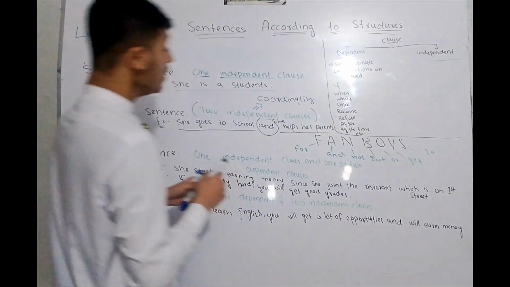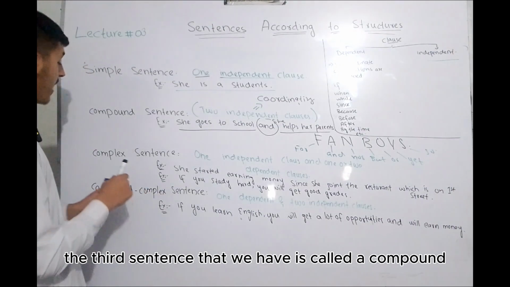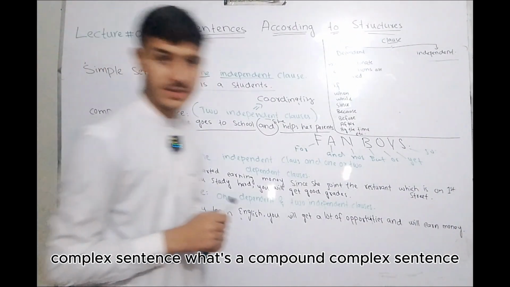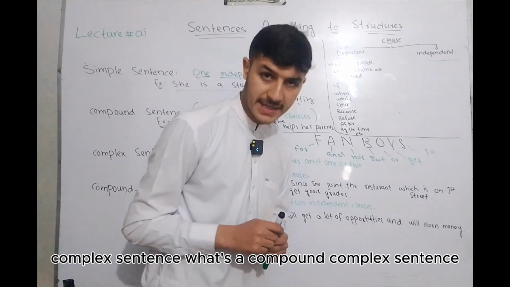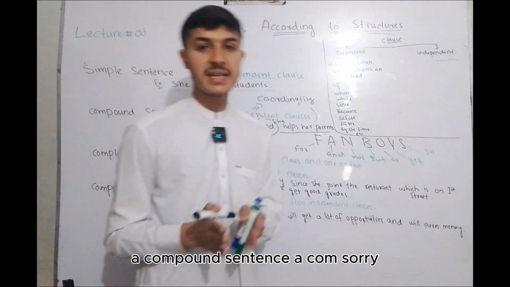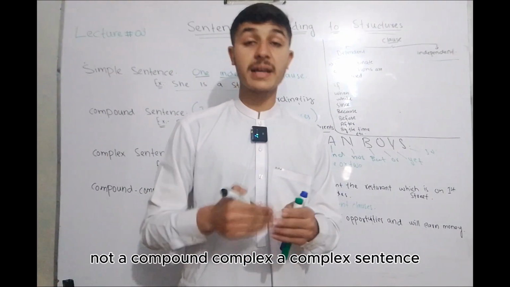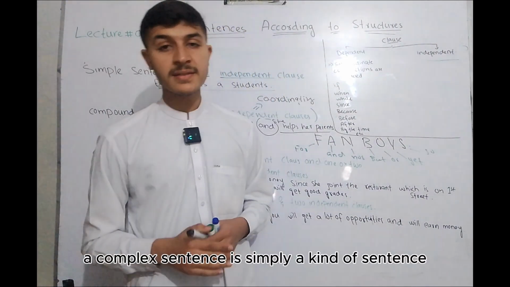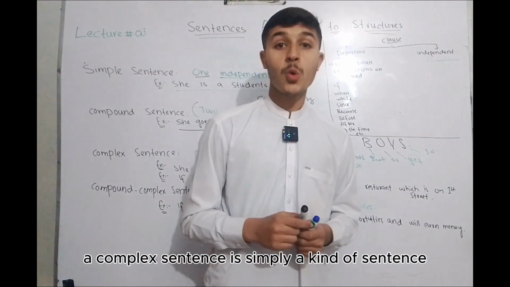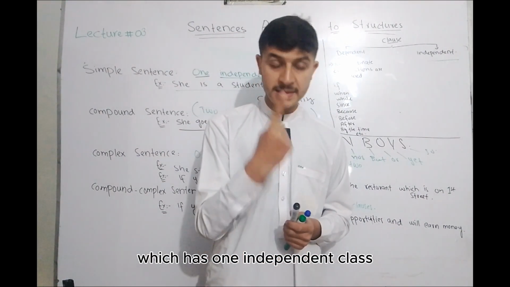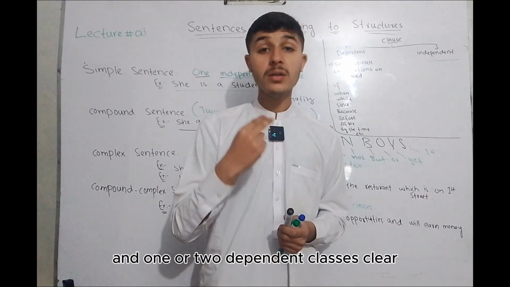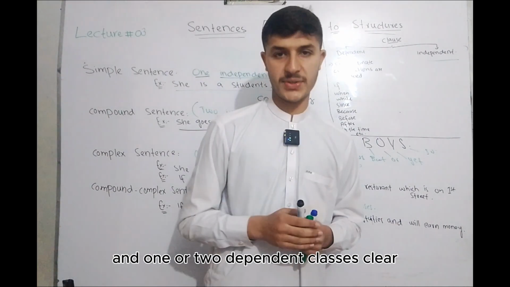Clear? Then the next sentence that we have is called a complex sentence. What's a complex sentence? A complex sentence is a kind of sentence which has one independent clause and one or two dependent clauses.